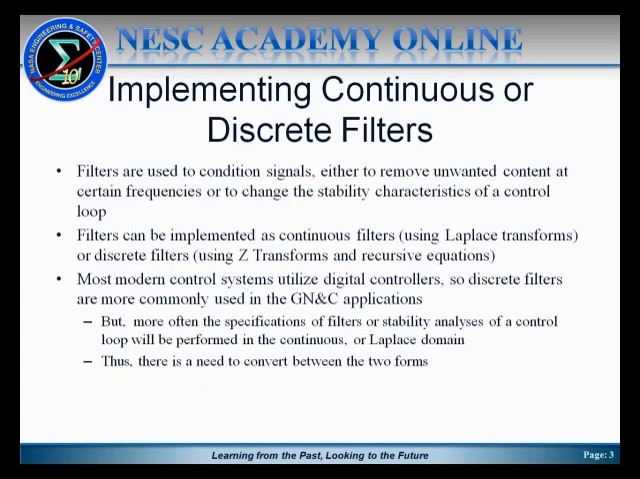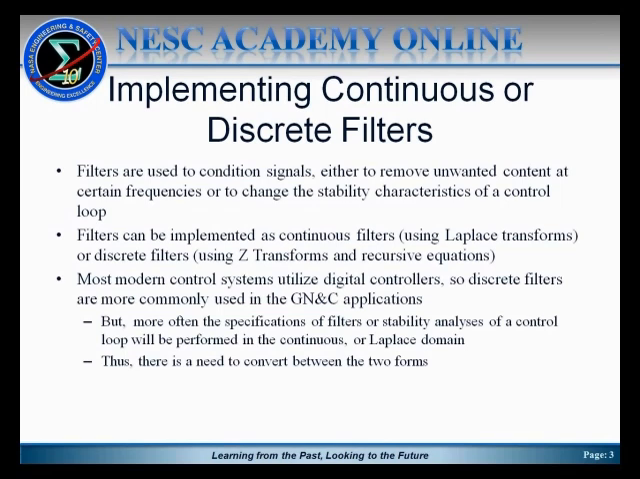In implementing continuous and discrete filters, just a word on what filters are used for. They're typically used to condition signals. That's either to remove some unwanted content at certain frequencies or to change the stability characteristics of a control loop. The first use, where you're wanting to remove unwanted content, you can define filters to have certain band pass, which means certain bands of frequencies that they will pass through and other bands that they will attenuate.